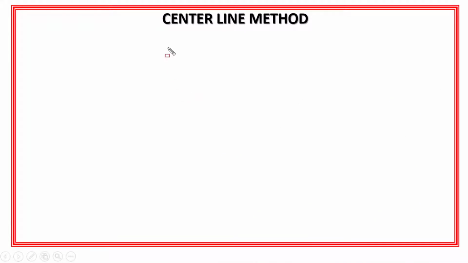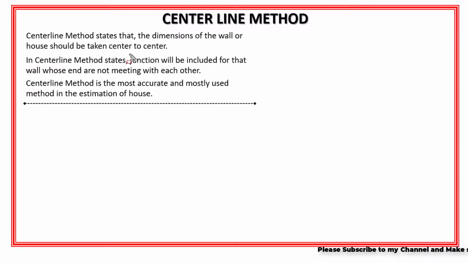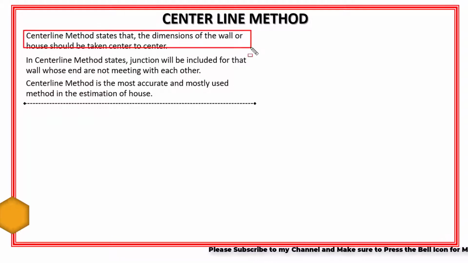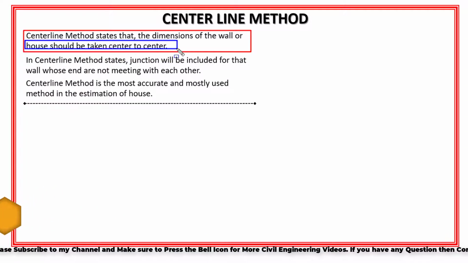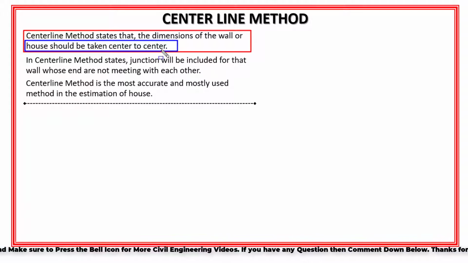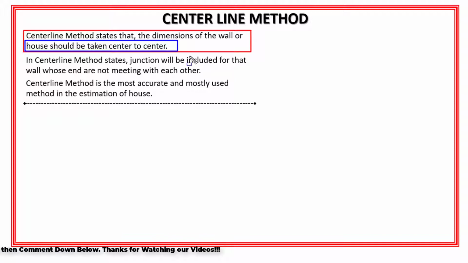Okay, so in today's video our topic is center line method. Now let's first define center line method and see what it basically means and how it works in the estimation of a house. According to the center line method, the dimensions of a wall or a house should be taken center to center. Did you understand that? Well, let me explain it to you. It basically means that the dimensions should be taken from the center of one wall to the center of another wall using a center line, and that's why it is called center line method.